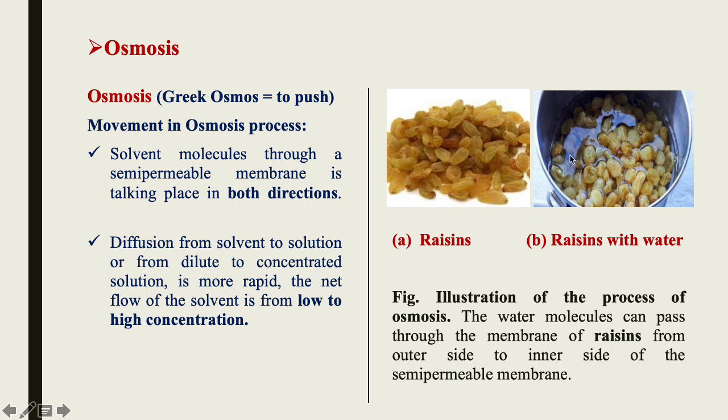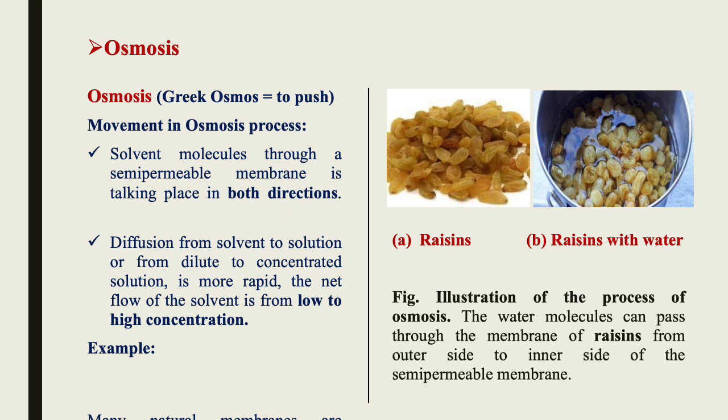So as you can see, outside is a low concentration of the solute, that means there are no raisins, and inside is a high concentration of the raisins. So your solvent molecule will always diffuse from low to higher concentration. Inside, the concentration of the sugar or raisin molecule is more, so that's why your solvent will go in that fashion. So these are the two types of movement that occur in the osmosis process.